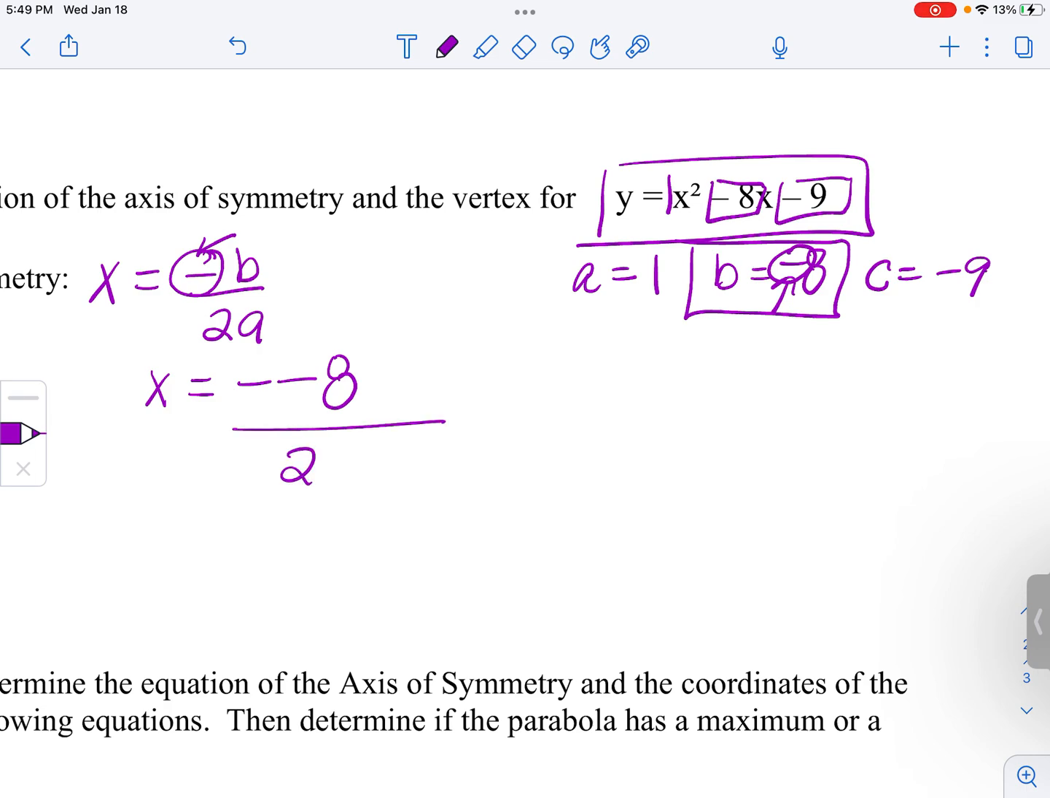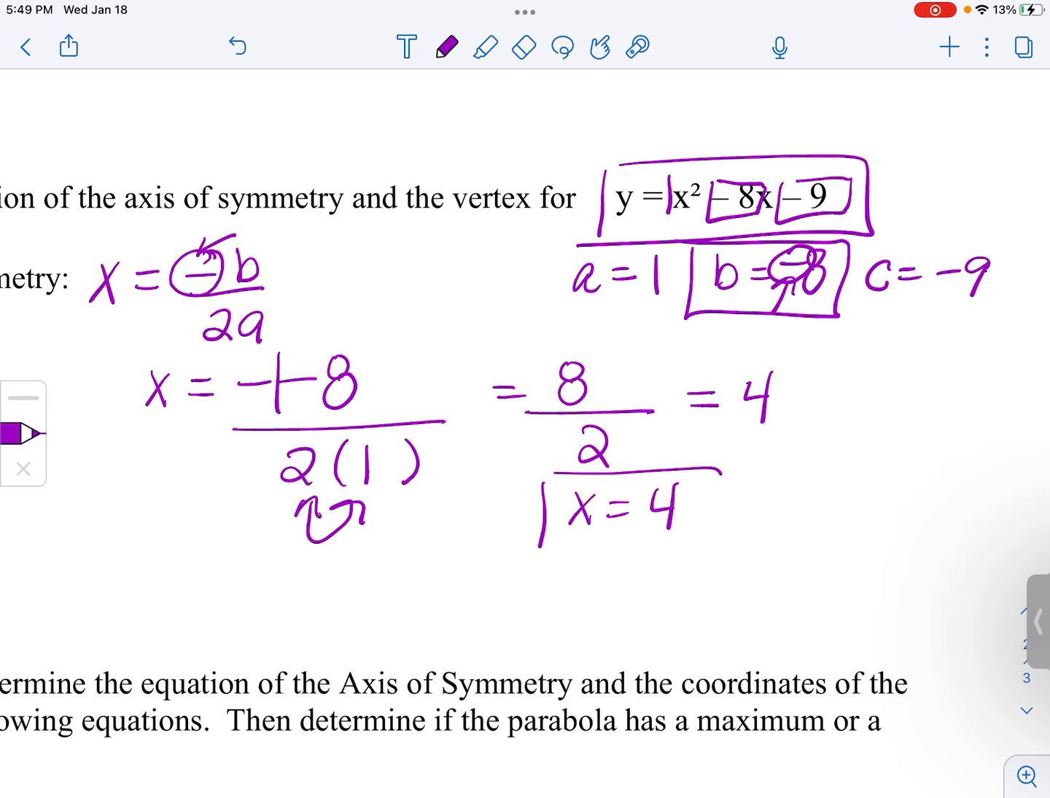Over 2a. So we're going to plug in the a, which is 1. Let's simplify this. Two negatives make a positive. This is really positive 8 over 2 times 1 is 2. And now 8 divided by 2 is 4. So x equals 4. You just got your axis of symmetry.